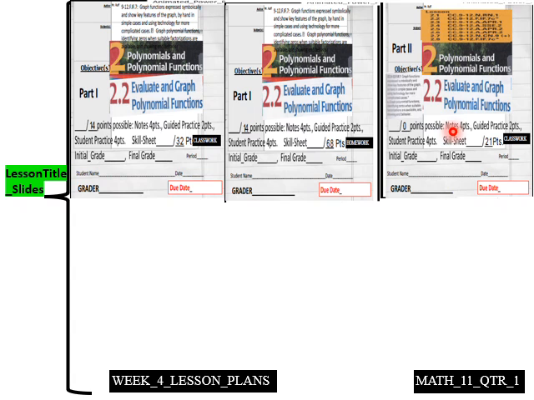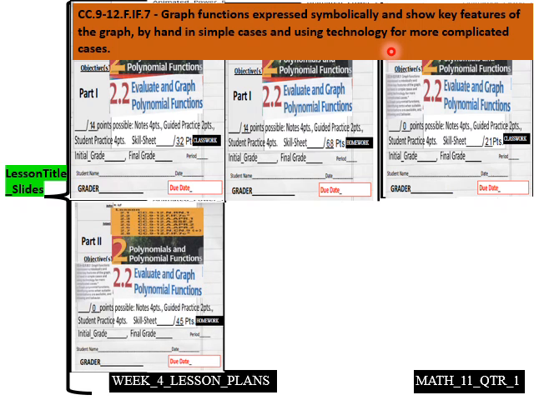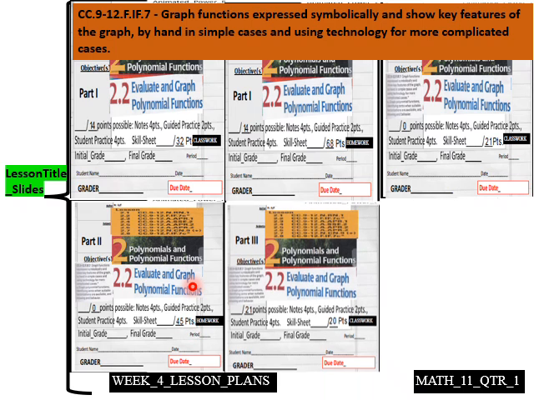Then 2.2, Part 2 classwork is 21 points. And this is your FIF.7: graph functions expressed symbolically and show key features of the graph by hand in simple cases, and use technology for more complicated cases. 2.2, Part 2 homework is 45 points. 2.2, evaluating and graphing polynomial functions.